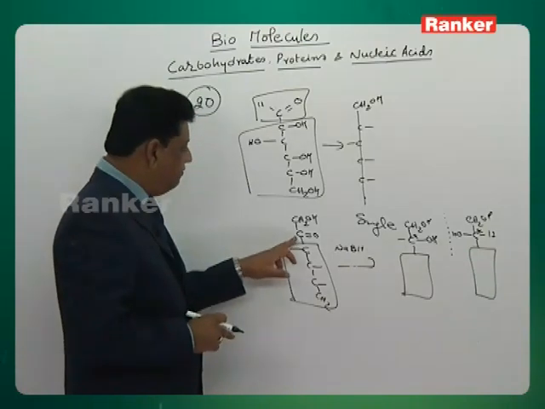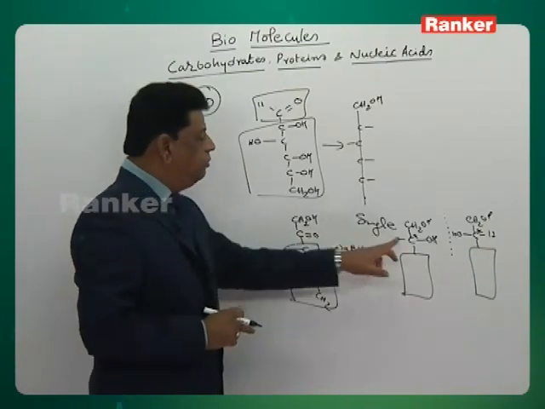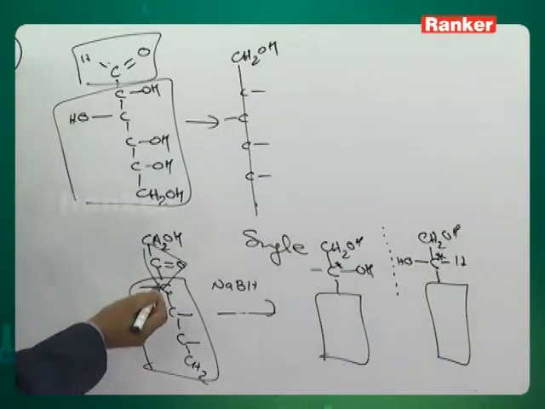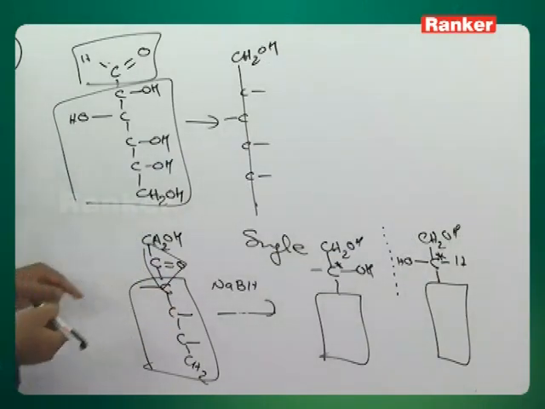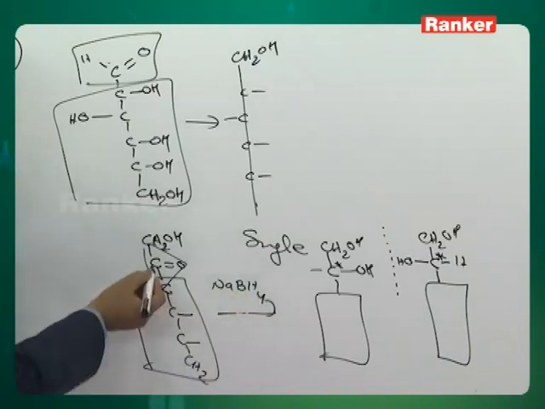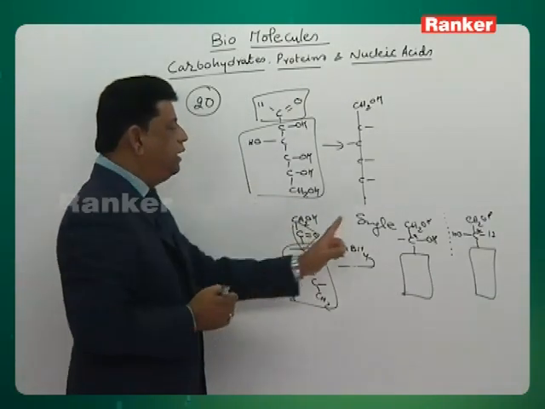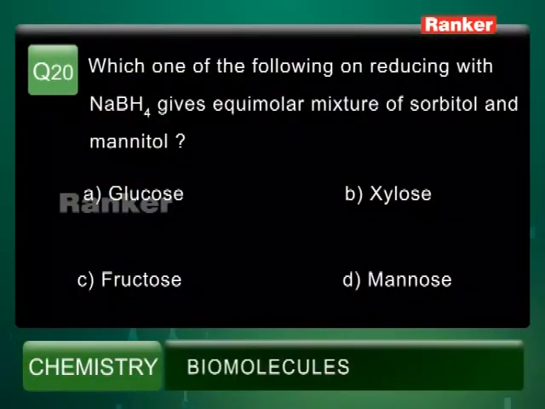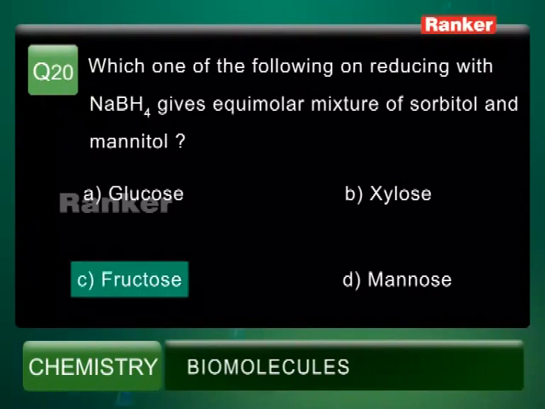Only fructose has a ketone, which is non-chiral. It becomes chiral through trigonal planar symmetry. When you add H minus, it may come from the upper side or the lower side, leading to two different products. So this formation is possible only in the case of fructose. Therefore, the answer is C. So answer C is the right answer.